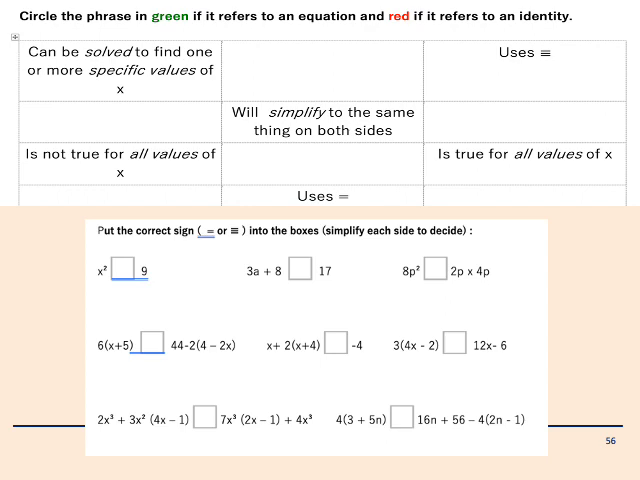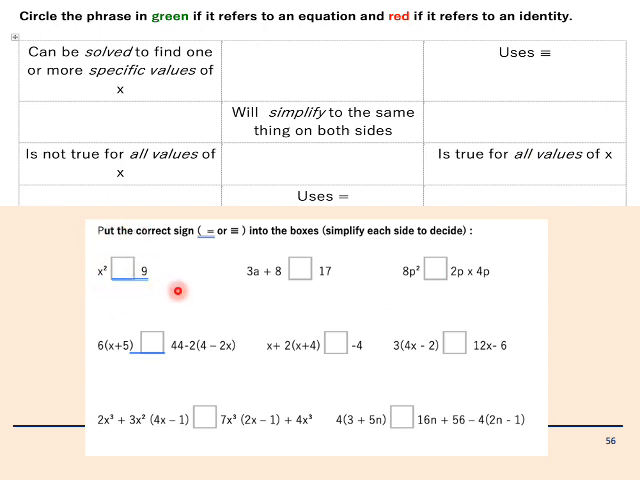Okay, so now we're on the final page now, guys, of understanding identity and equation. So the first task states circle the phrase in green and circle it in red if it refers to an identity. So if you want, you can just do a title. You can do equation and list the things that relate to an equation, and do a column identity and do it like that if you prefer. Then I want you to move on to these here.